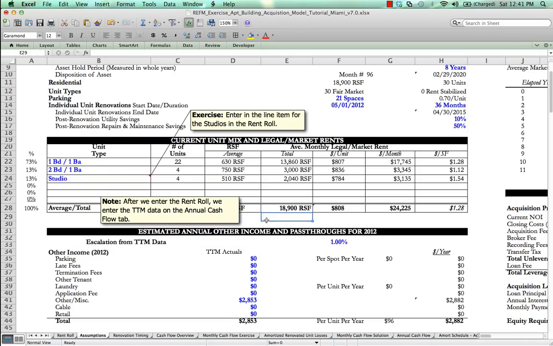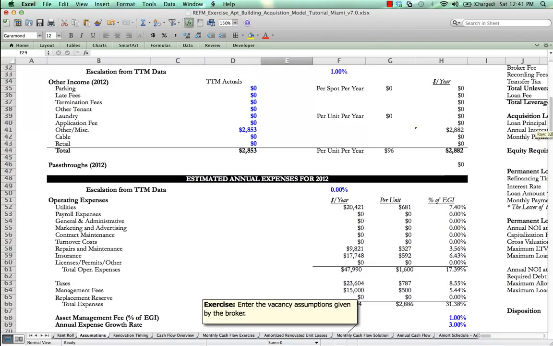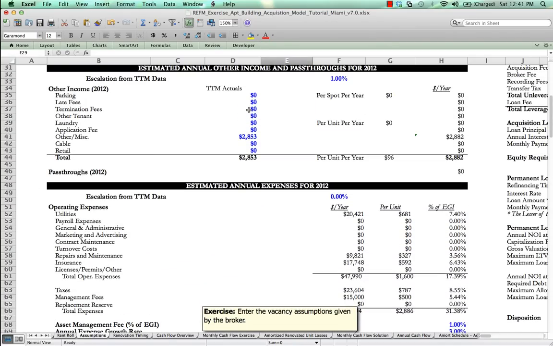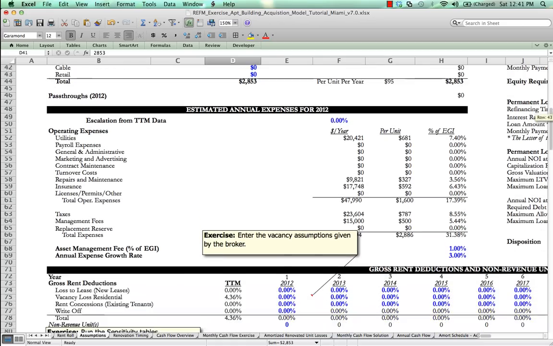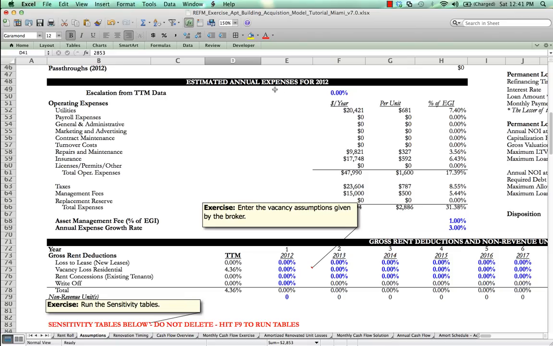Okay, and so the next section down here is our estimated annual other income and pass-throughs for 2012. I'm going to go ahead and change this to 0%. This is if you want to show a growth from the 2011 actuals. These are, again, the actuals for 2011 from the offering memo. And let's go ahead and scroll down. We have just a breakout here of our annual expenses for 2012 on an estimate for the entire year.